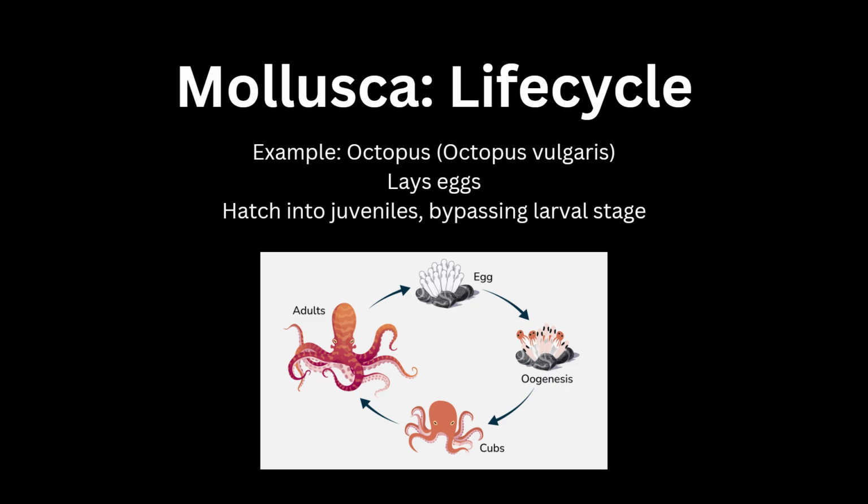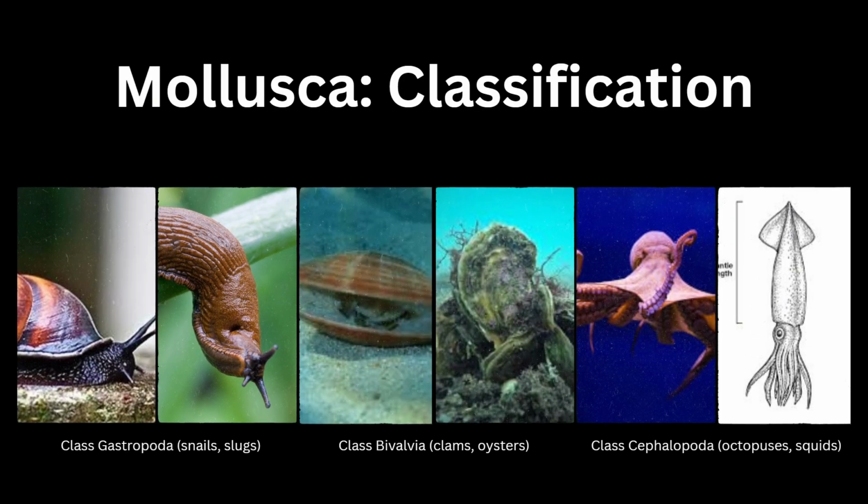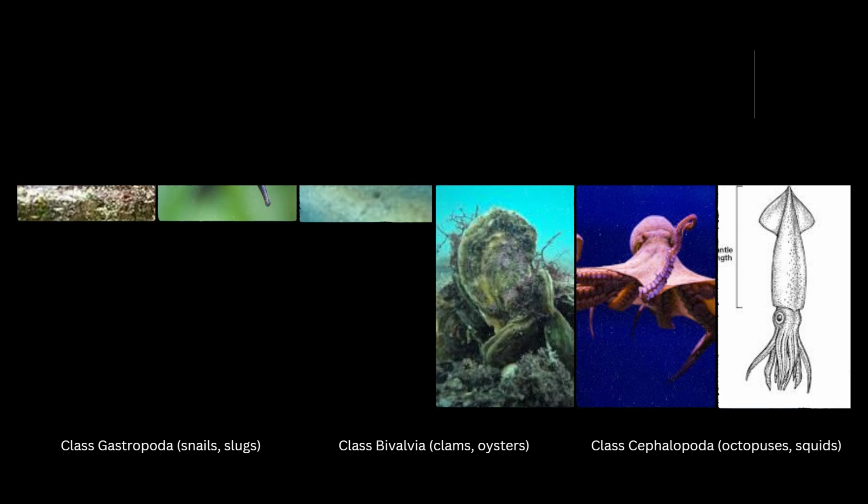Next is the life cycle of mollusks. A notable example is the common octopus, which lays eggs that hatch into juveniles. In contrast, many mollusks such as bivalves go through a larval stage. Mollusk classification. Mollusks are categorized into three major classes: Gastropoda, which includes snails and slugs; Bivalvia, which includes clams and oysters; and Cephalopoda, which includes octopus and squids.